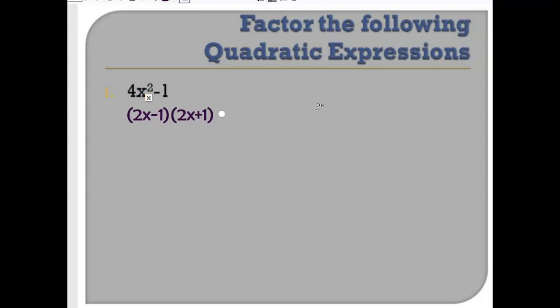And you can always do a quick check backwards to see if it foils back into what it was.